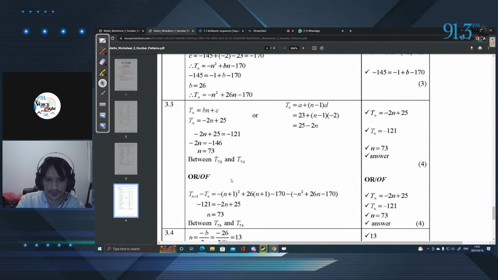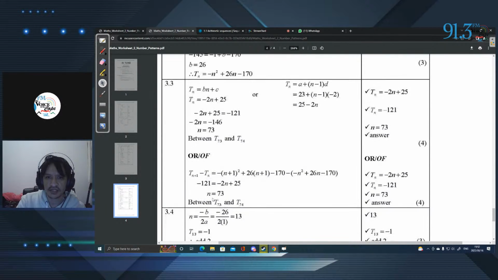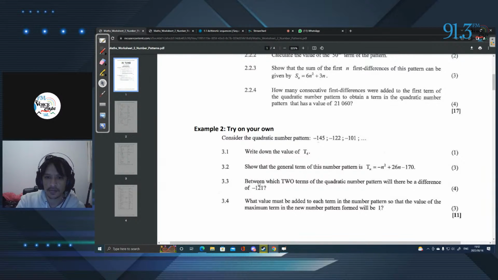So we just go back here. And then they solve for it, and we get that n is equal to 73. So then we can state that this difference value exists between 73 and 74. That's it. Right? As simple as this. So why do they say between 73 and 74? Well, remember, if you're finding a difference, and they want to know between what two terms, the difference will exist between the higher term and the smaller term. So between 74 and 73, there's a difference of negative 121.